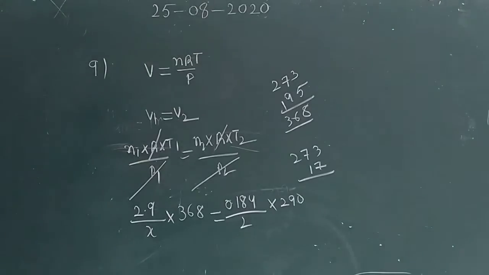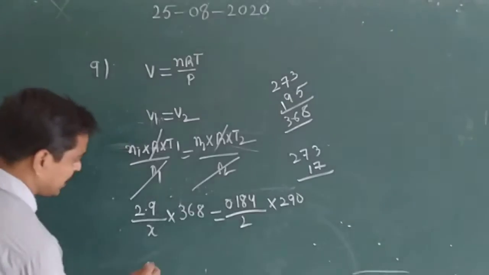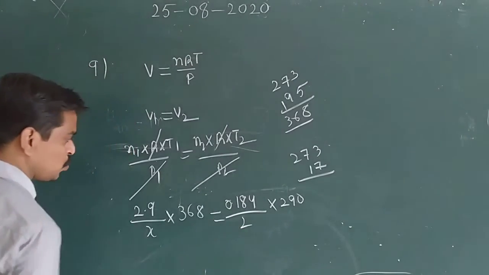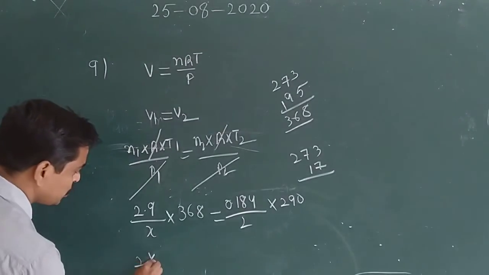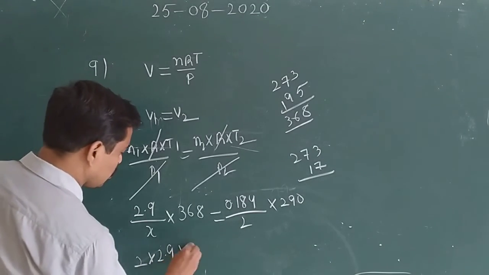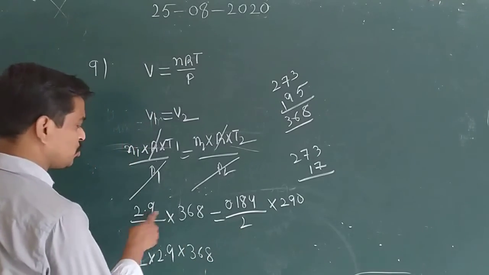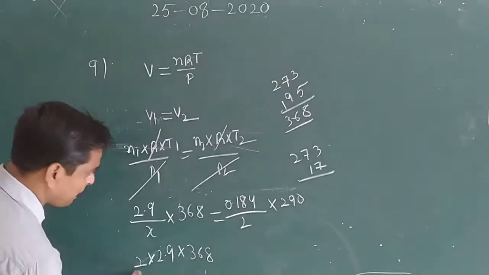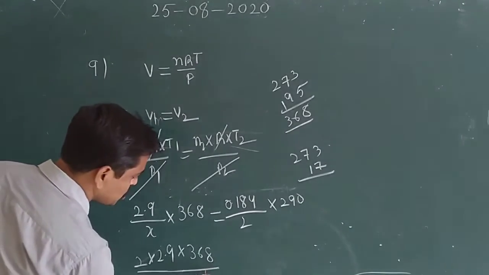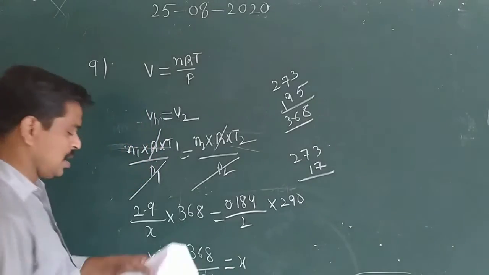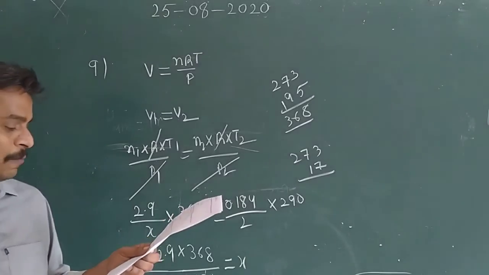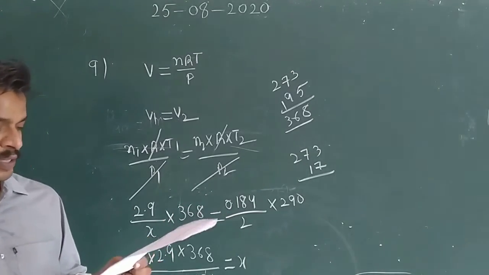Now what do we need, students? X. So listen students, if you shift X to that side, it becomes 2 into 2.9 into 368 by 0.184 into 290 is equal to X. If you solve that, you can obtain the X value as 40, students.